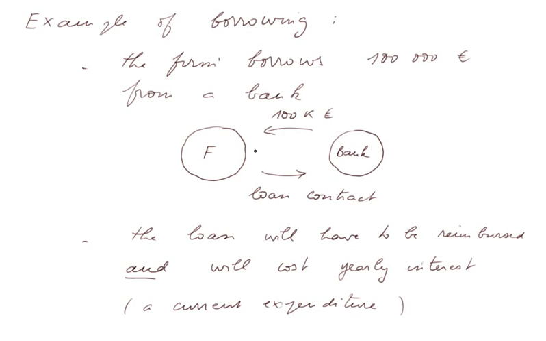So when a firm makes a loan from a bank, it has first to pay back the loan, and also it has to pay current expenditures for the use of the money.